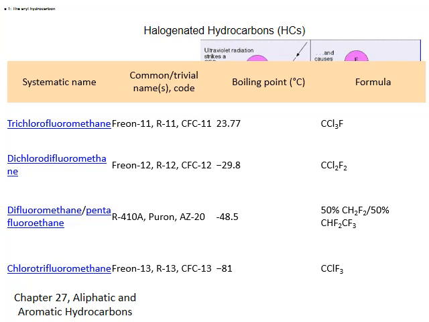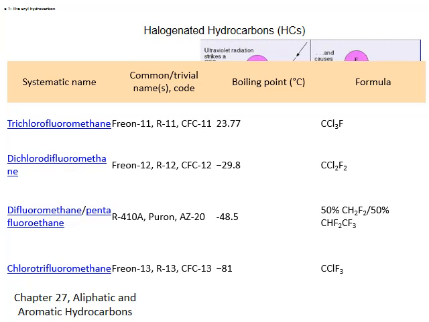Some of the common CFCs include trichlorofluoromethane, dichlorodifluoromethane, and chlorotrifluoromethane, listed for you here. Again, I'm not here to have you memorize the names, but I do want you to know in basic terms what a CFC is, how it's related to hydrocarbons. It's a type of halogenated hydrocarbon, and how it can interact with ozone.